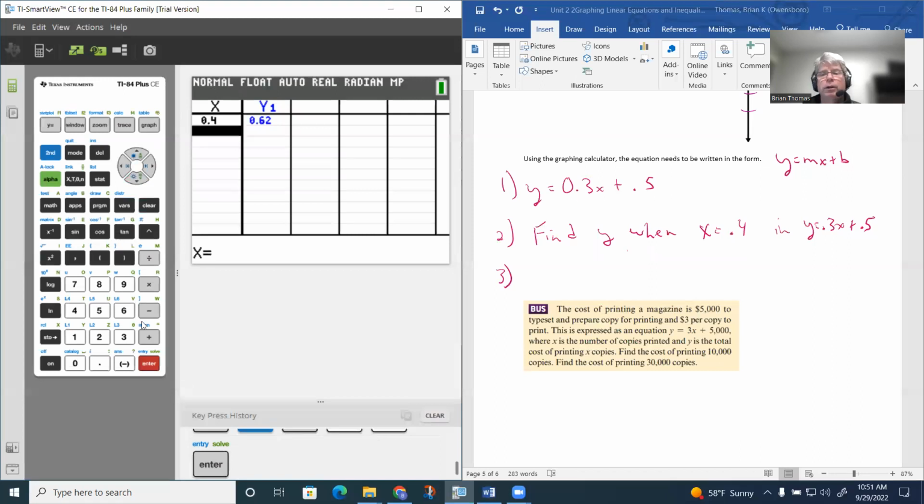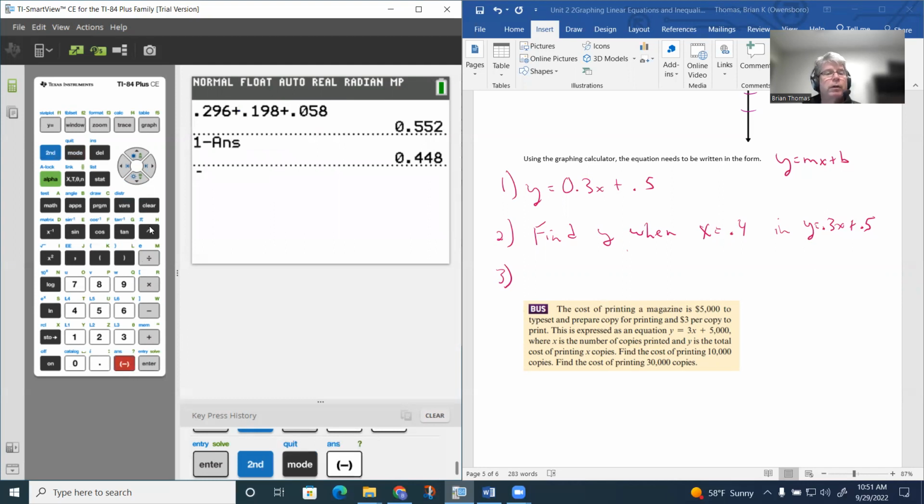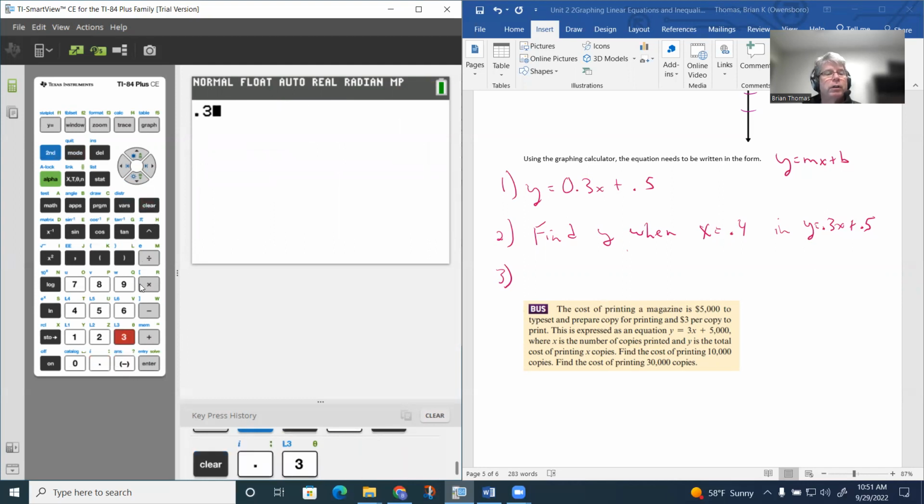So I can do all that, or if I want, I can just use the calculator and go 0.3 times 0.4 plus 0.5. So if I do that, oops, that's not 0.5 though. So 0.3 times 0.4 plus 0.5. Notice how it does give me 0.62. So you actually can just replace X with 0.4 and just do it that way as well. So there's a couple ways to kind of play with the calculator on this. So just to give you some ideas moving forward.